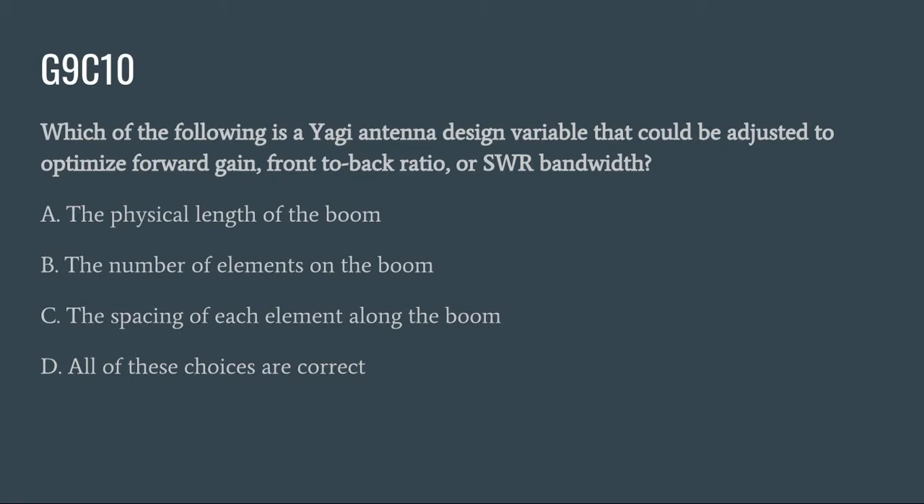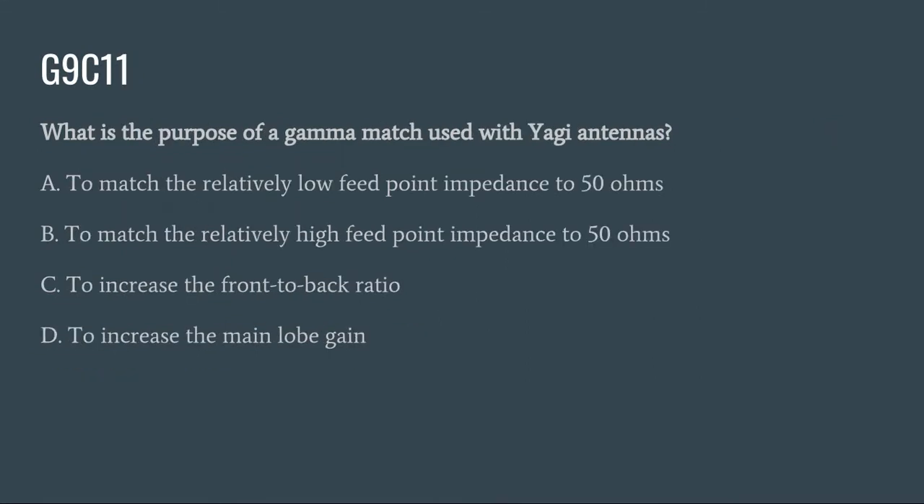G9C10, which of the following is a Yagi antenna design variable that could be adjusted to optimize forward gain, front to back ratio, and SWR bandwidth? A. The physical length of the boom. B. The number of elements on the boom. C. The spacing of each element along the boom. Or D. All of these choices are correct. Correct answer here is D. All of these choices are correct.